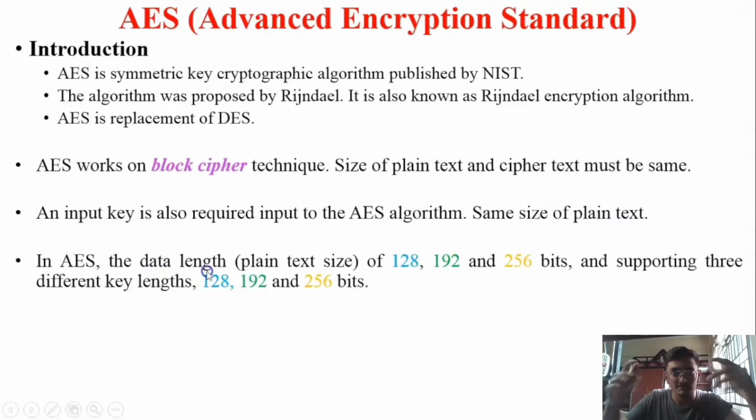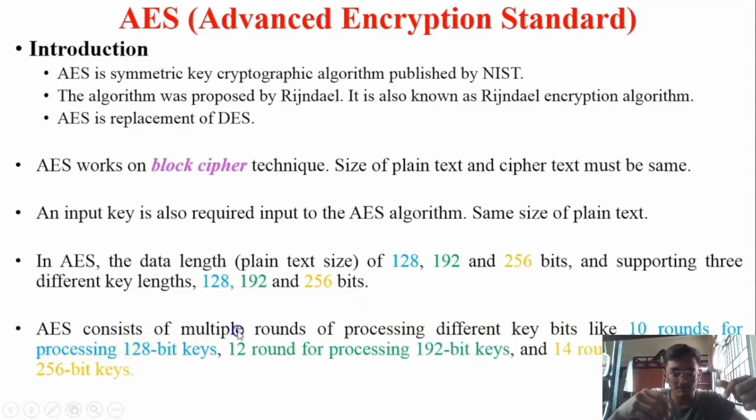In AES, the data length used is 128-bit, 192-bit and 256-bit. If you want to encrypt 128-bit data, you must use a key length of 128-bit. If you want 192-bit data encryption, the key length will be 192, and the same for 256 bits.